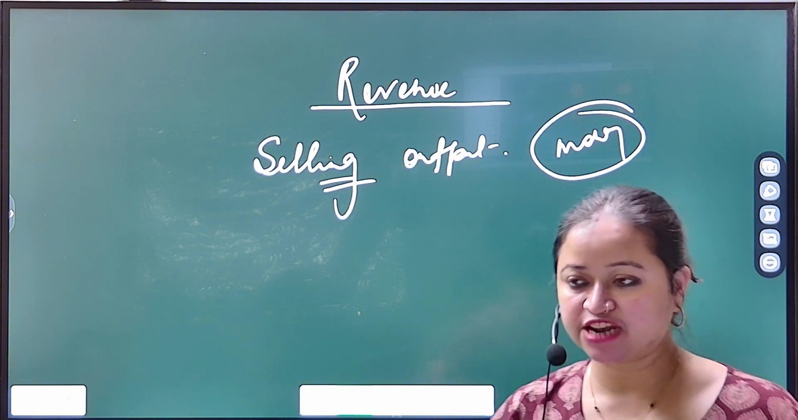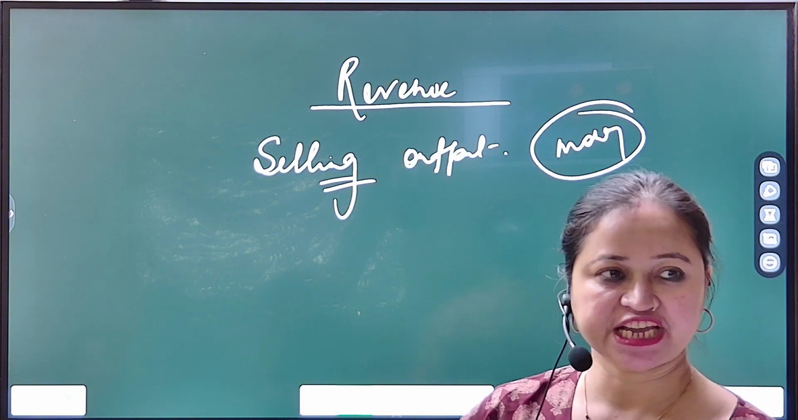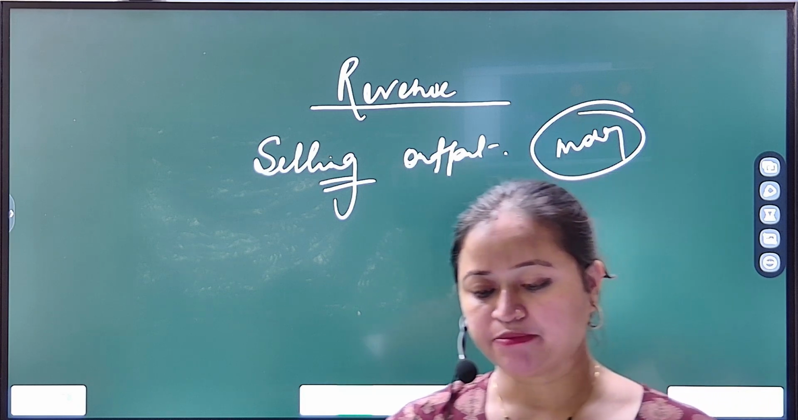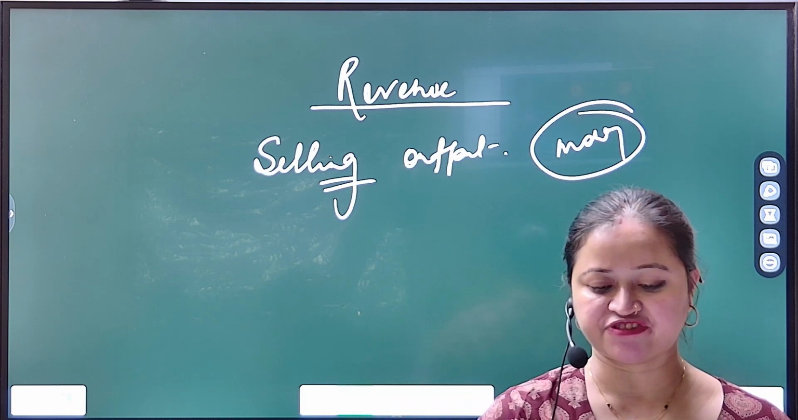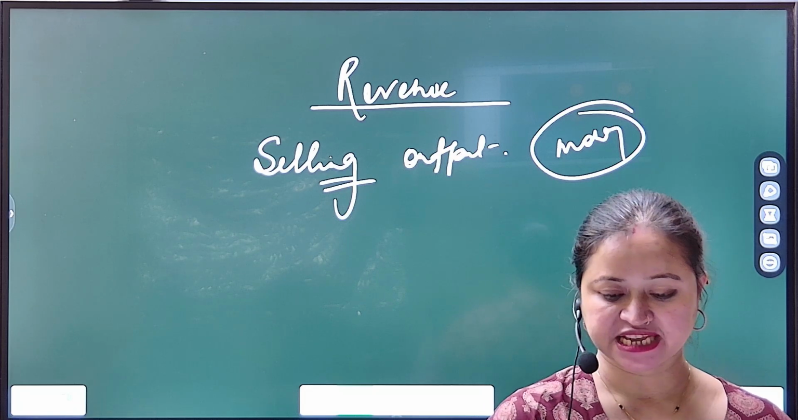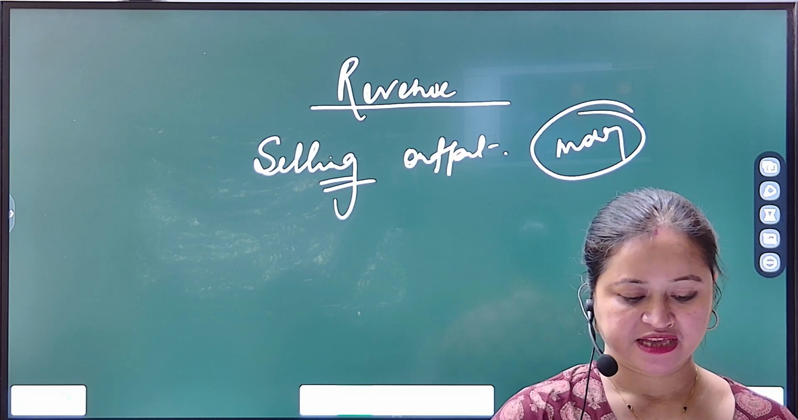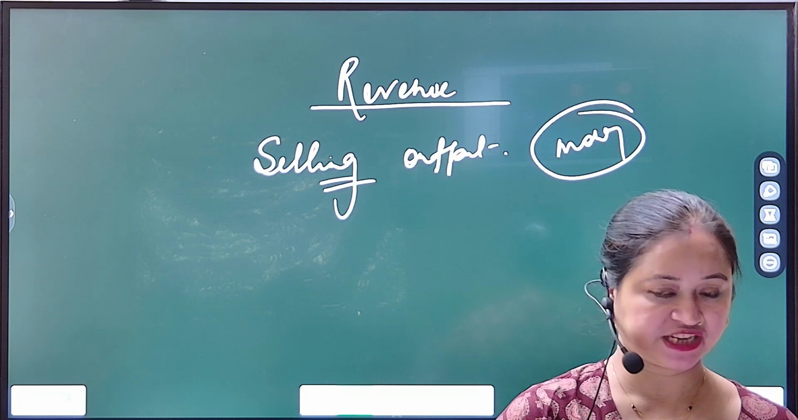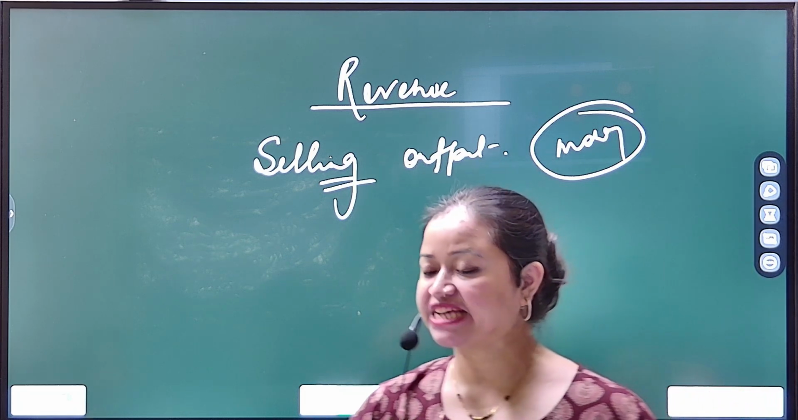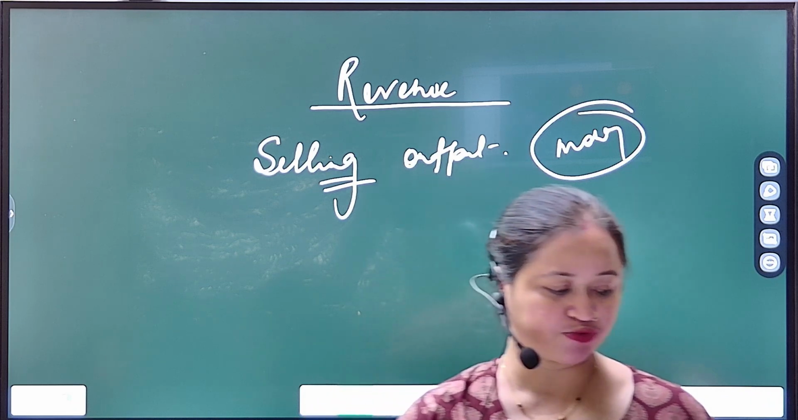Yes, sir? Whatever money comes after selling, that is your revenue. You can see here, it is the money or income obtained by the firm or producer by the sale of goods and services in the market. So revenue is whatever money is coming by selling the units of output.